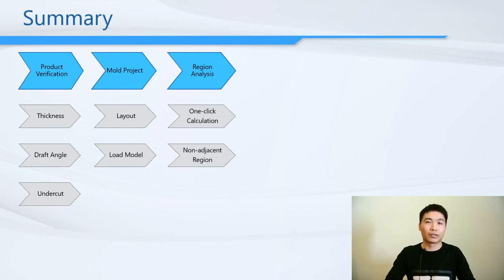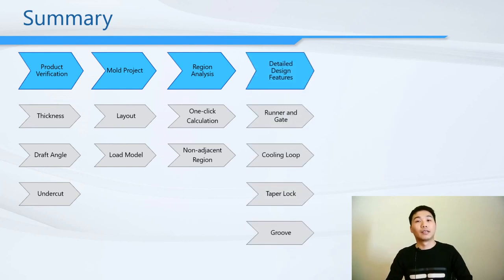Before you change the part to the core and cavity, you'll need to do some region analysis and the parting phase. In the region analysis, ZW3D offers a quick way to calculate the region for the cavity and core. It also allows you to detect the low adjacent regions so that you can assign them to core and cavity. And based on this result, you can define your regions.